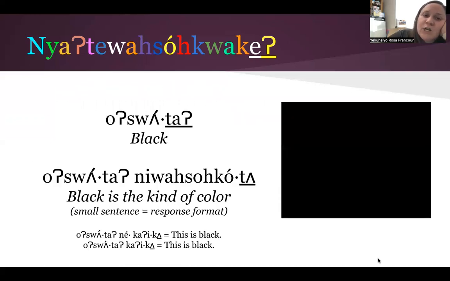Okay, so I will say the word swanda. Swant is black. Swanda ni wa sokod. Okay, so black is this kind of color. You could also say swanda ne gaig. This is black. Or you could say swanda gaig. This is black. Or you could say swanda tig. That is black. Or swanda ne tig. That is black. Just many other ways using those examples to say this.